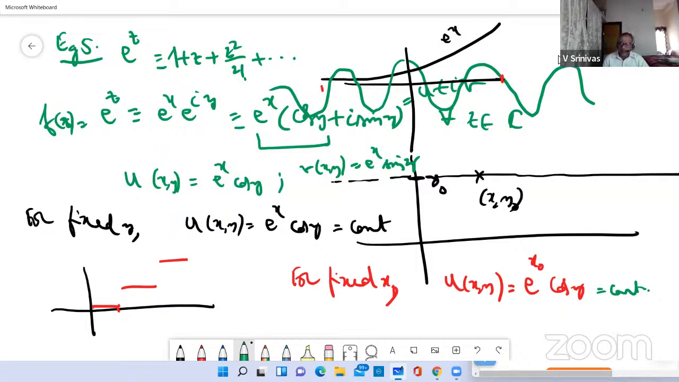e^z maps C to C. It takes a complex number z to the complex number e^z. So the exponential function becomes continuous on C. Similarly, you can define the logarithmic function.